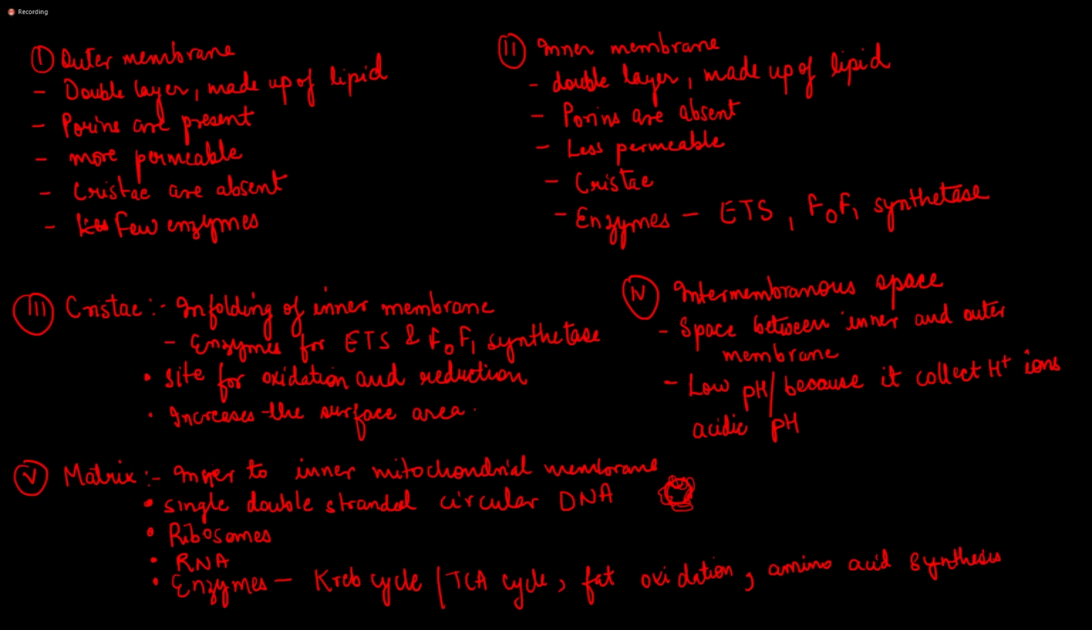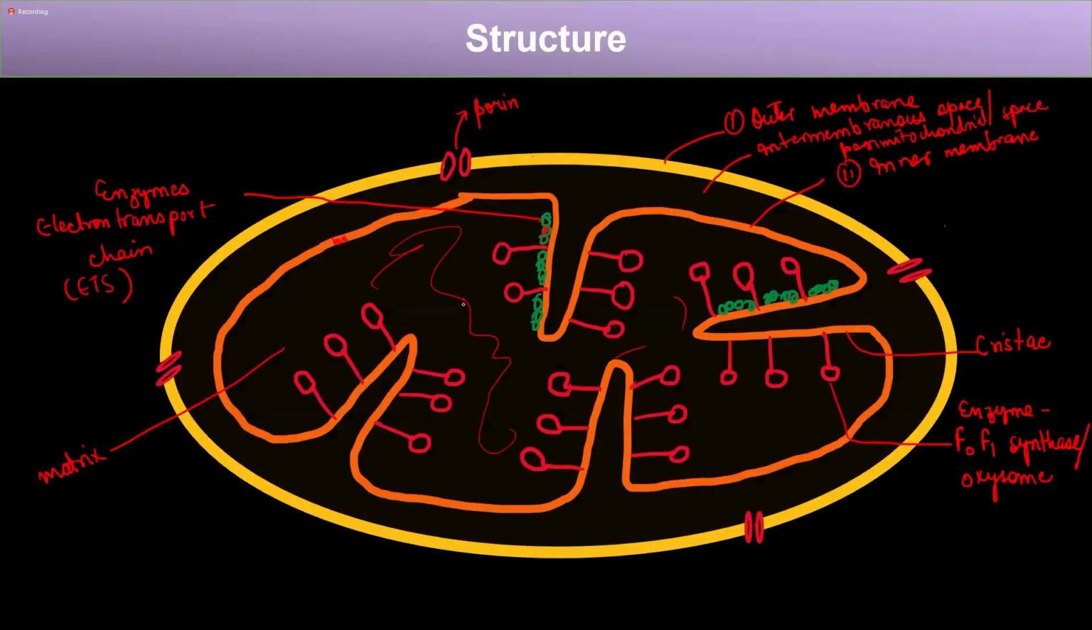Now, one more important thing. If you see the structure of mitochondria, you can see that there are two compartments, right? There is one inner compartment and an outer compartment. So you can write that mitochondria have two compartments. You can see this is one compartment and this inner one is another compartment.